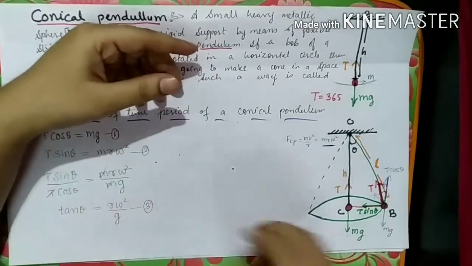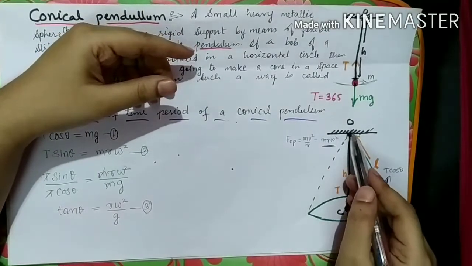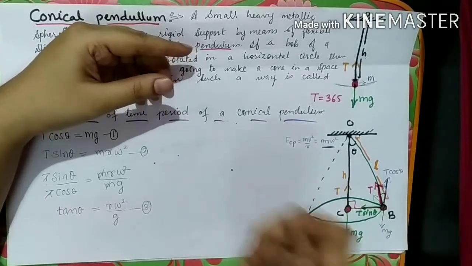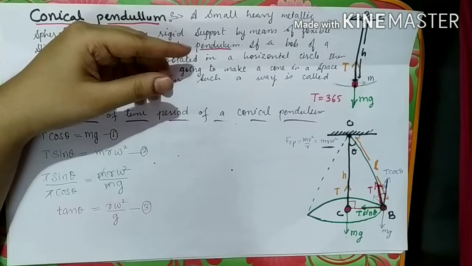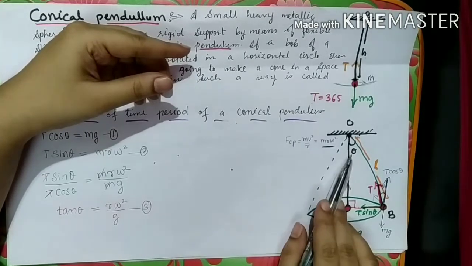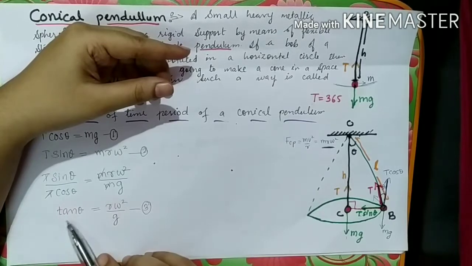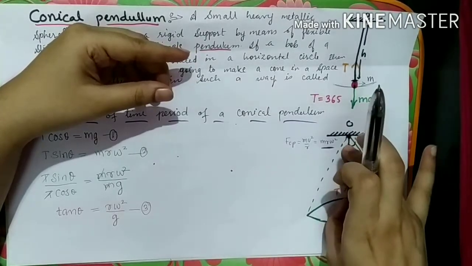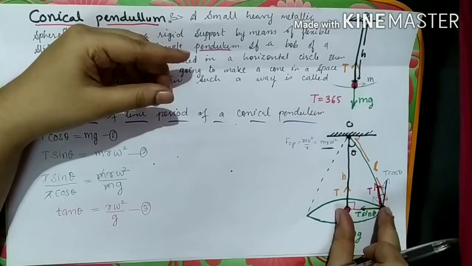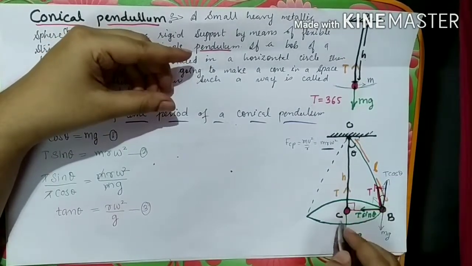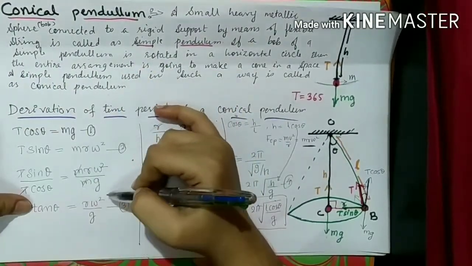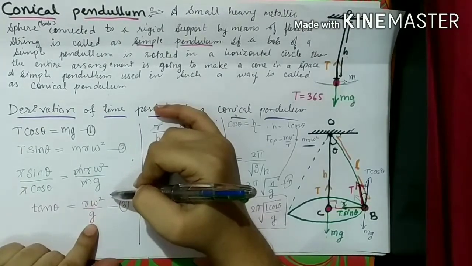Now from the diagram, see here, this angle is theta. OCD is a right angle triangle. So applying the trigonometric rules to this right angle triangle, what is the formula of tan theta? We have to write down the value of tan theta over here. Tan theta is nothing but opposite side divided by adjacent side. What is the opposite side? Opposite side is nothing but CB. So far we have completed tan theta is equal to r omega square upon g.